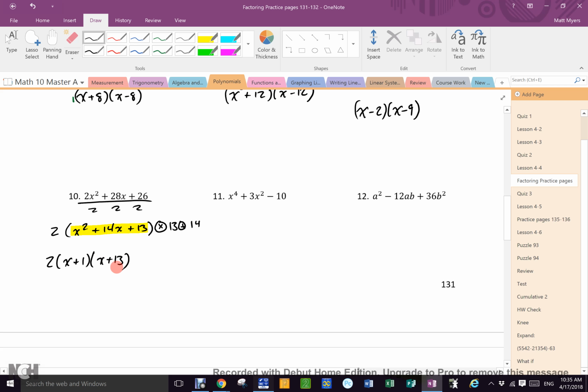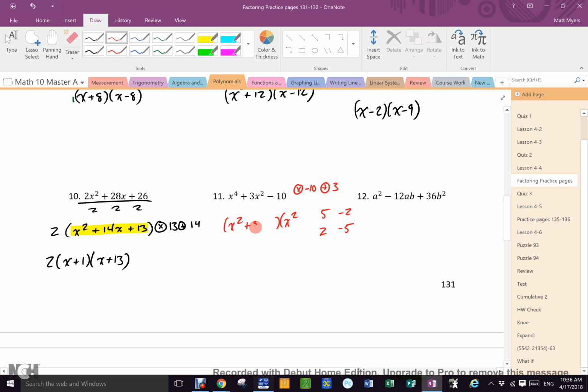Everybody good? Okay, what's weird about 11? There's x to the fourth. Well, when it was x squared, it was x and x. So when it's x to the fourth, what is it? X squared and x squared. Does anything else change? No. Multiply to negative 10, add to 3. Is it 1 and 10? No. Is it 2 and 5? Yes. Which one? Is it 5 minus 2 or 2 minus 5? 5 minus 2 to get a positive. So plus 5 minus 2.